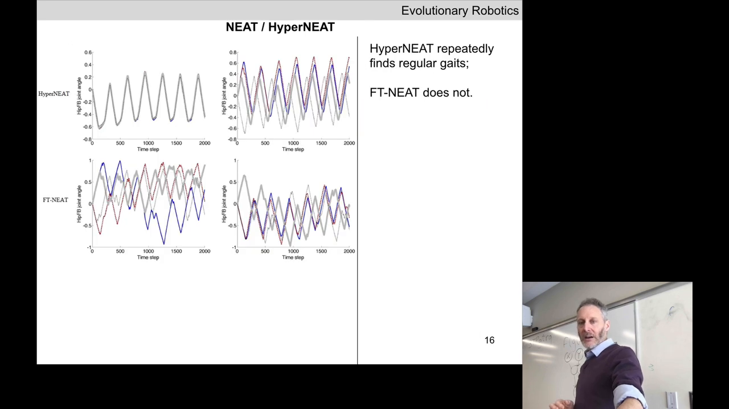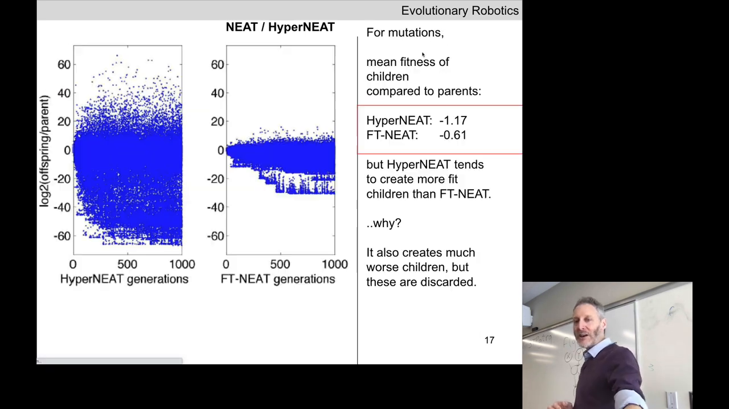Okay. HyperNEAT from 2009 until today is still probably the gold standard for evolving behaviors for this reason.